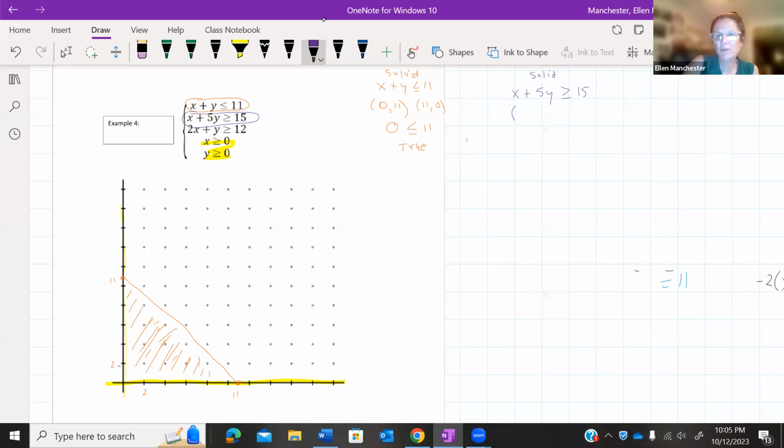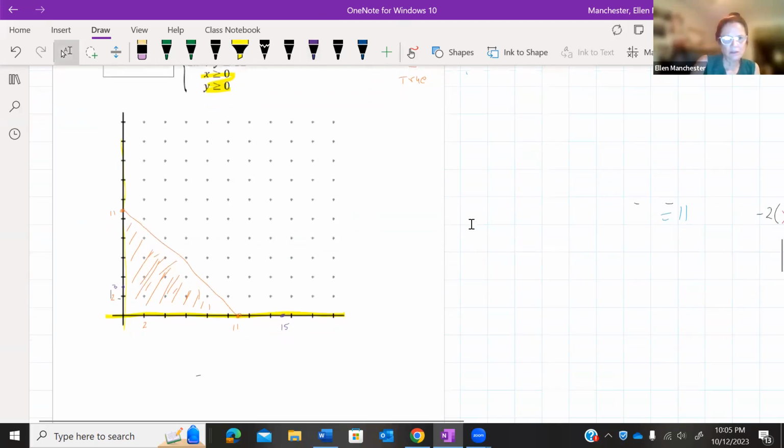I'm going to find my intercept. So I cover up the x and I end up with 5y equals 15. So y is going to equal 3. I'm going to cover up the y and I get x is 15. So I'm going to come over here. There's 11, 12, 14, 15. And again, I'm going to mark it. And 0, 3. So here is my, I believe this is going to be tough. Okay, here's my line.